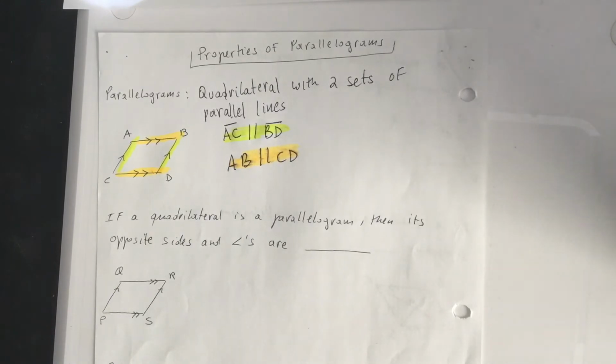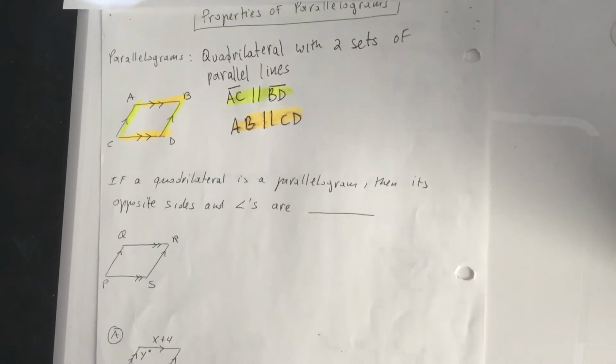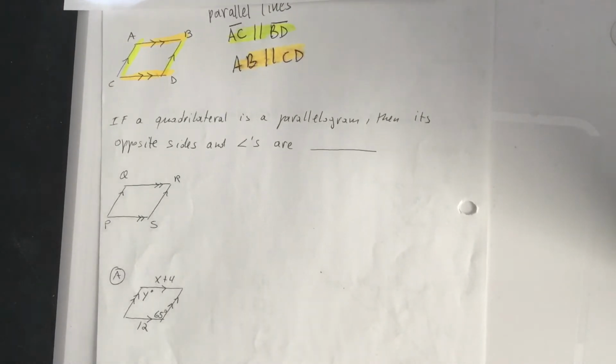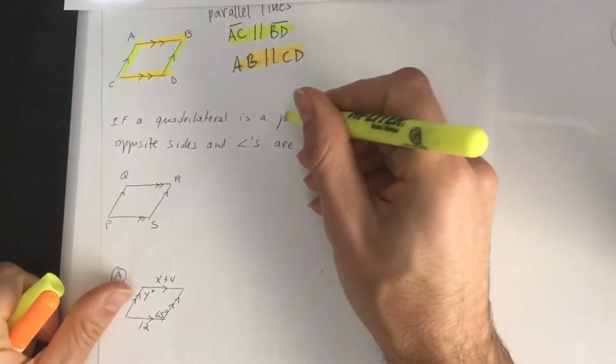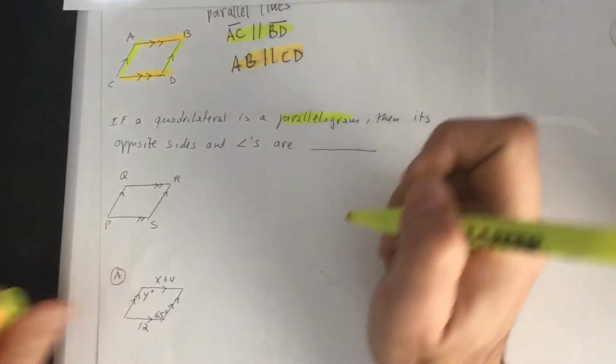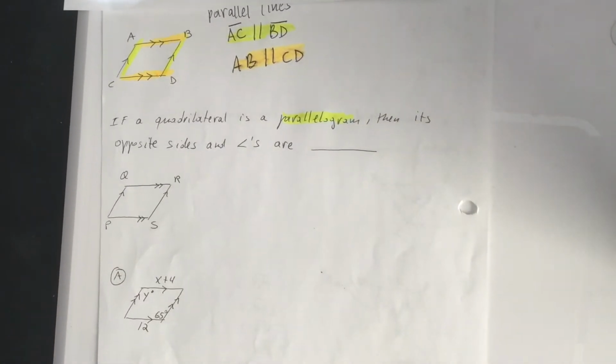Now, parallelograms have different properties. So the first property over here, so let's take a look at it, is the following. If a quadrilateral is a parallelogram, so remember, we're dealing with parallelograms, then its opposite sides and angles are congruent.